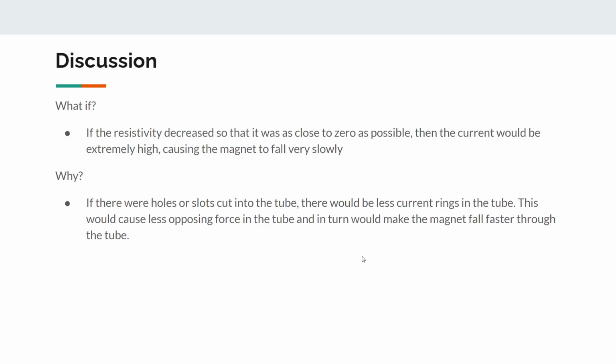For the what-if question, if the resistivity decreased so that it was as close to 0 as possible, the current would be extremely high, causing the magnet to fall very slowly. And for the why, if there are holes or slots cut into the tube, there would be fewer current rings on the tube, and this would cause less opposing force in the tube, and it would in turn make the magnet fall faster through the tube.